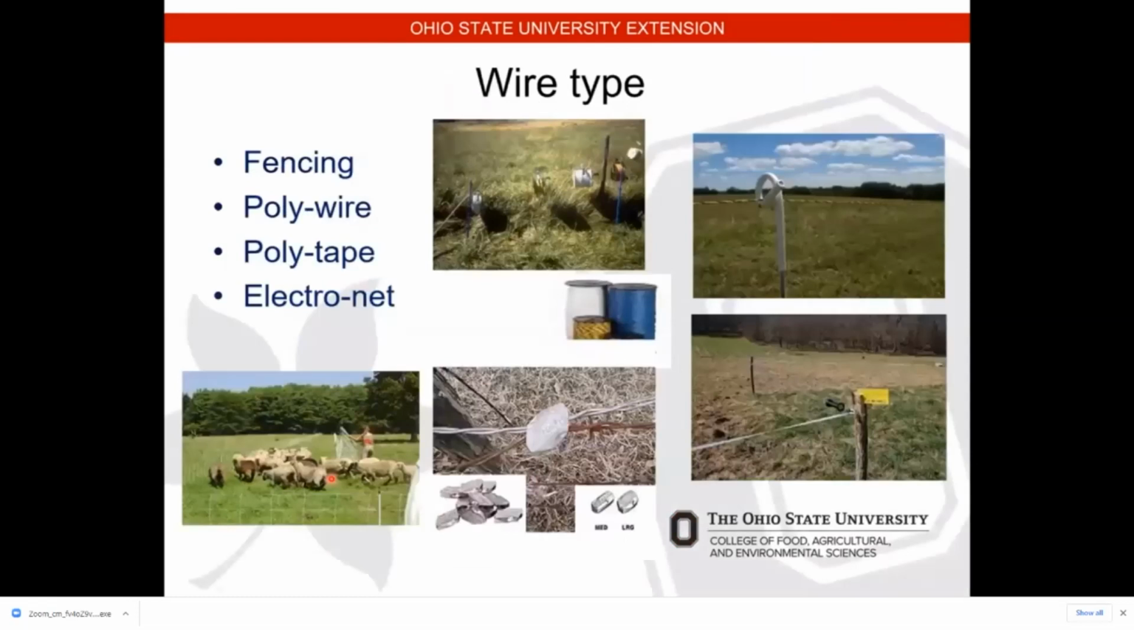Wire types, a whole different host of types of these: poly wires, poly ropes, poly tapes. This poly netting has worked well for some folks here in the county. It's only the horizontals that are electrified, but they've used them with really good success for rotational grazing with sheep and goats. It worked out well.